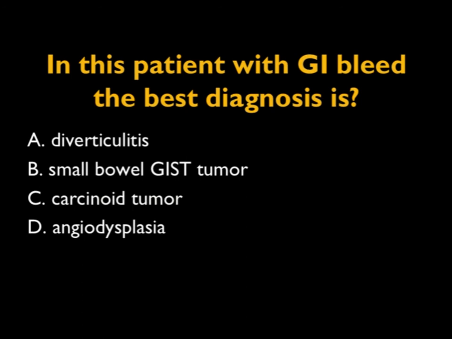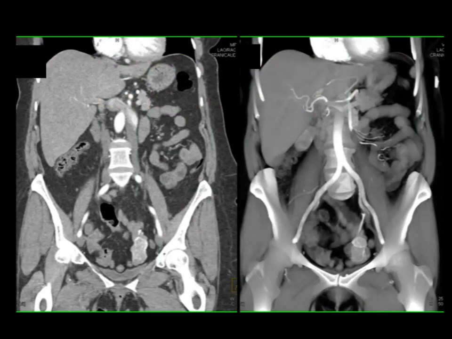This patient had GI bleeding. You don't see evidence of obstruction, but you see an enhancing lesion in the left lower quadrant, and you can see a prominent vessel to it. There's some prominent vascularity. This is in the small bowel. You can see it's an exophytic lesion arising off the small bowel. It's not diverticulitis. It's not angiodysplasia because there's a mass.